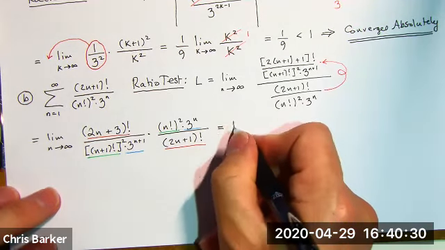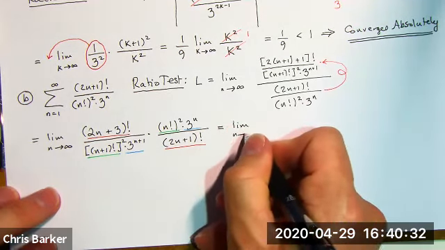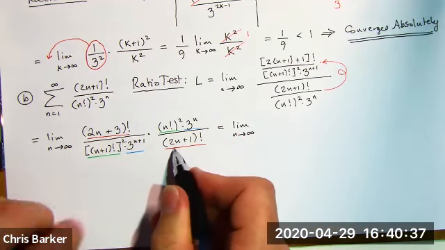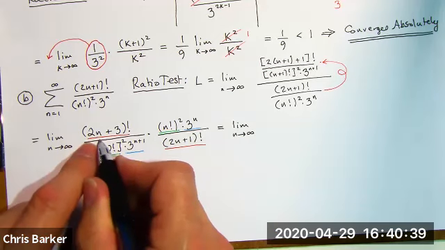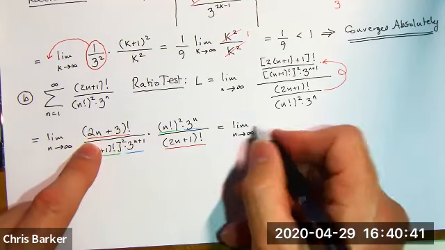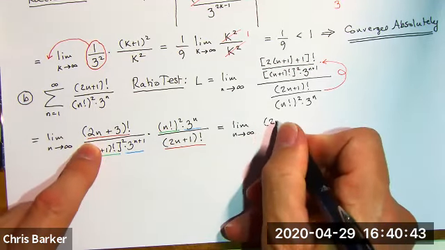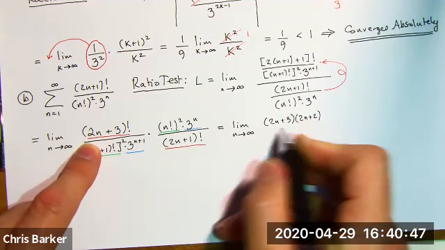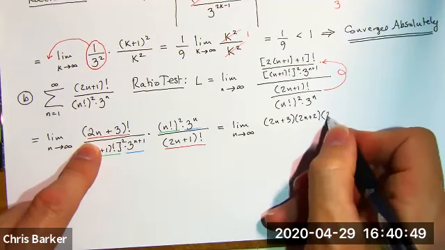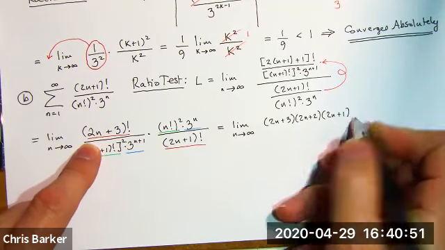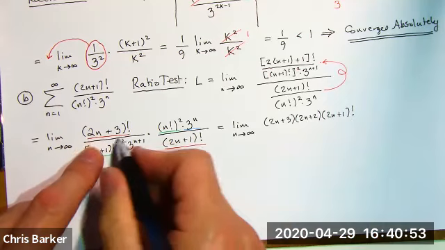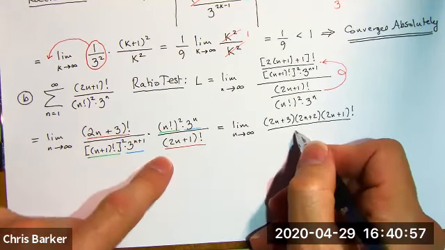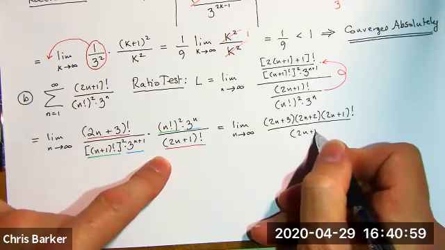So I've got the limit as n goes to infinity. Now the 2 that I underlined in red, as I rewrite this guy, I'm going to write it in its expanded form. I'm going to write it as (2n plus 3) times (2n plus 2). Remember, it keeps on going down by 1, times (2n plus 1). Now, from there on down, it will match this guy on the bottom, (2n plus 1) factorial.